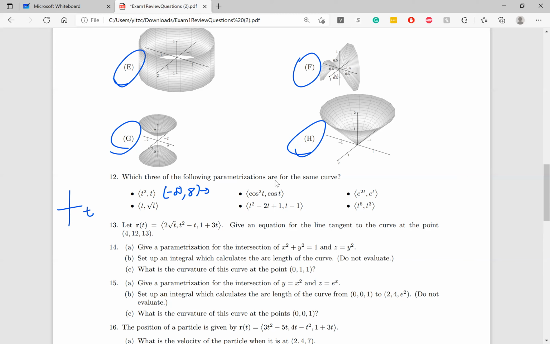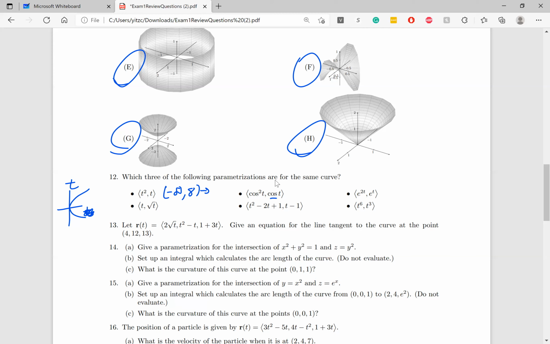Okay, so if our t over here is in the y coordinate, then our t squared looks something like this. Okay, how about the second one? Cosine squared and cosine t. Well, cosine is bounded between -1 and 1. The first coordinate is between 0 and 1, and the second coordinate is between -1 and 1. So these are definitely not going to be the same.